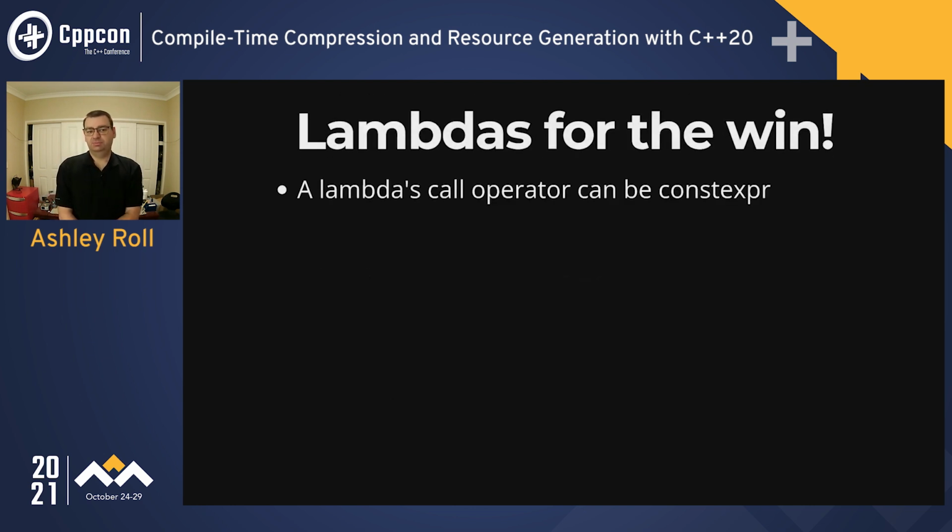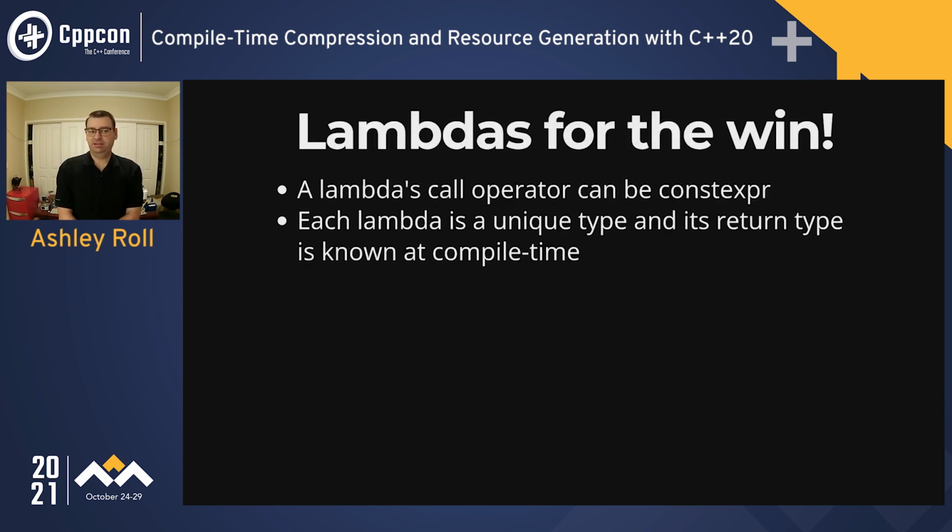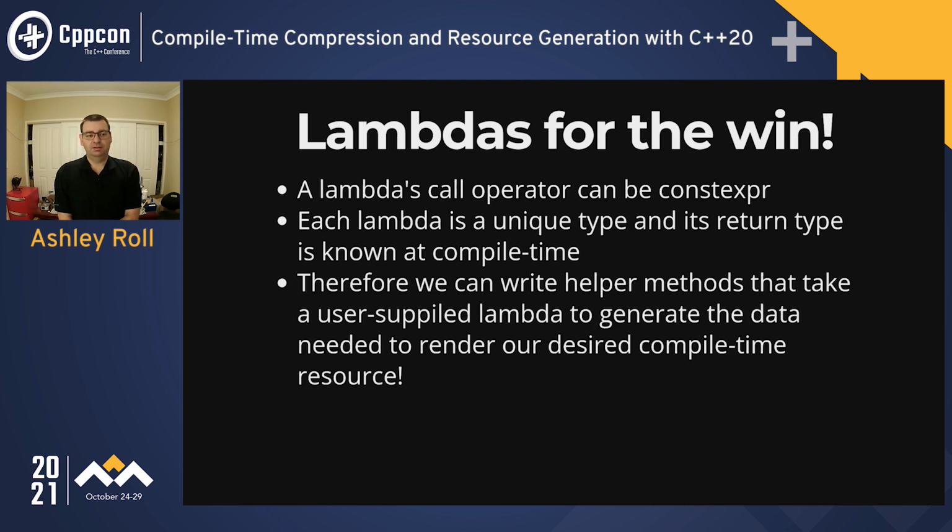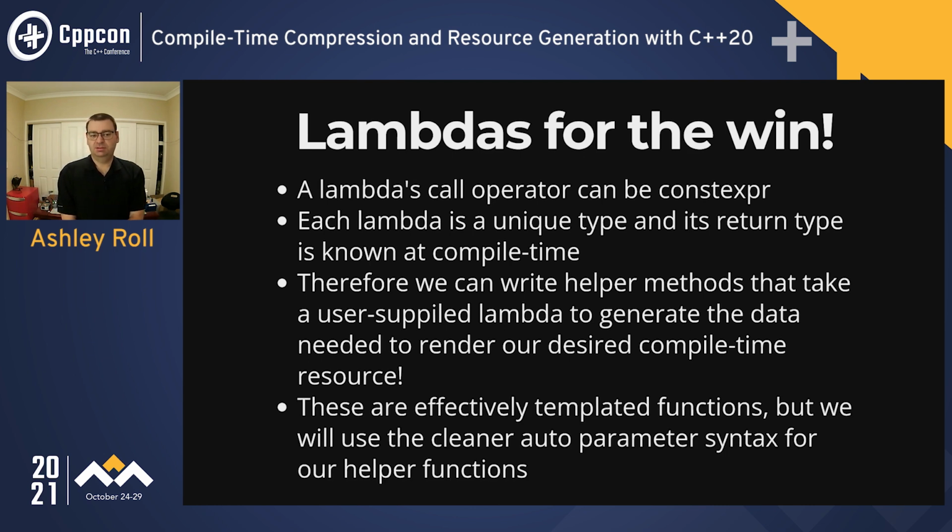A lambda's call operator can be constexpr, and each lambda has a unique type, and its return type is known at compile time by the compiler. It may not be simple to work out, but it is known. Therefore, we can write helper methods that take a user-supplied lambda, and we can use that to generate the data we need, and that can be done in a constexpr way. And then we can use that desired data to calculate other things.